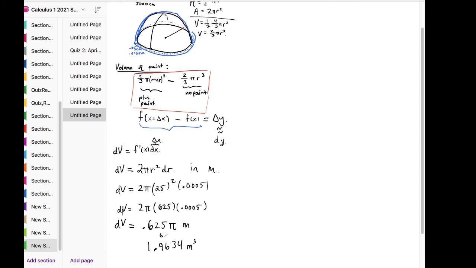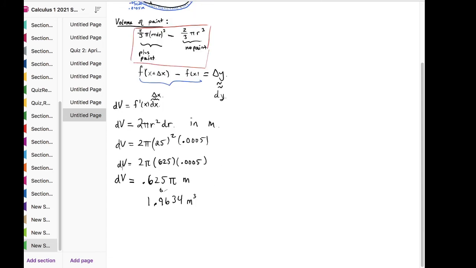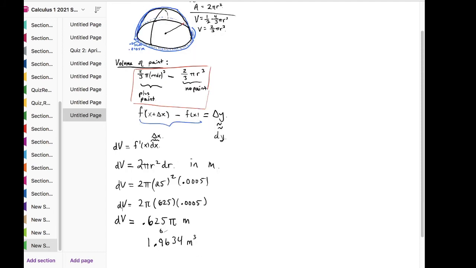So maybe you want to buy a, I don't know what that is in gallons, but a 2 meters cubed tub or tank. 2 5-gallon buckets. Okay, that sounds reasonable.